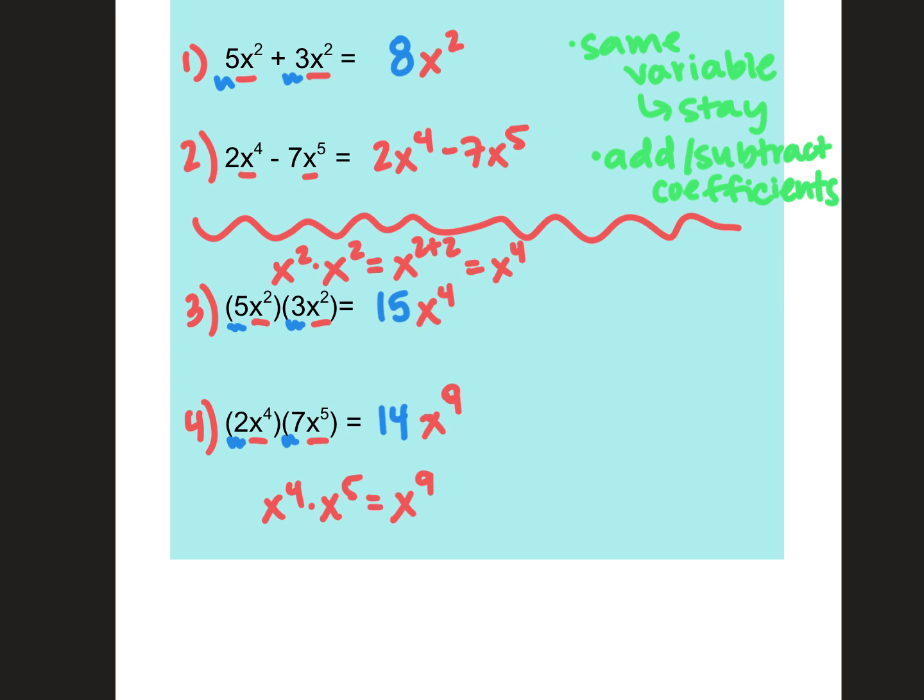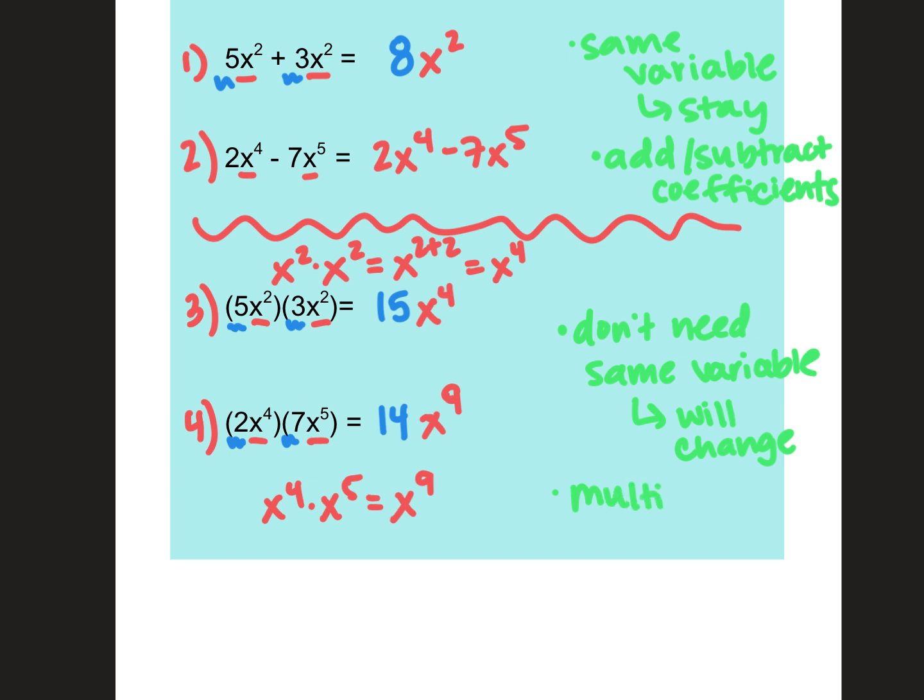So again, unlike adding and subtracting, when we multiply, we don't need the same variable. We don't need like terms. And that variable, when we multiply, will change. We multiply both the coefficient and the variables.